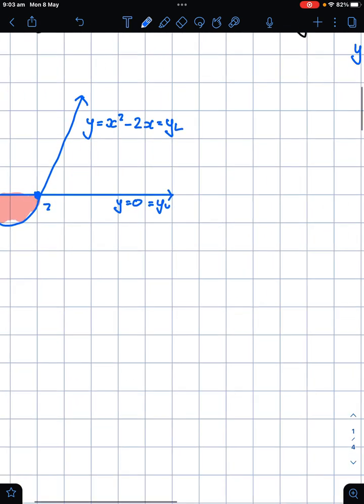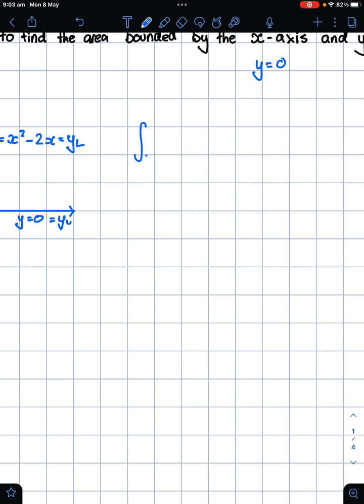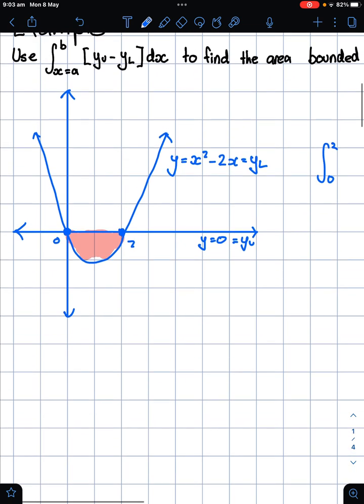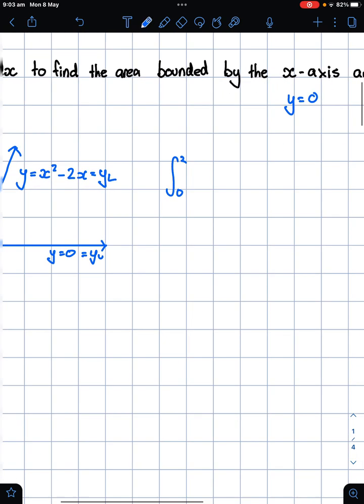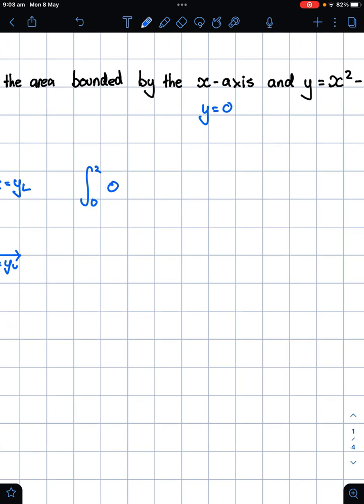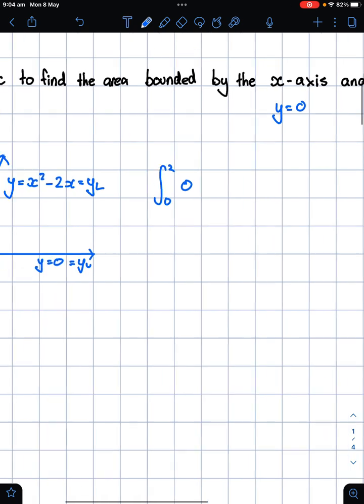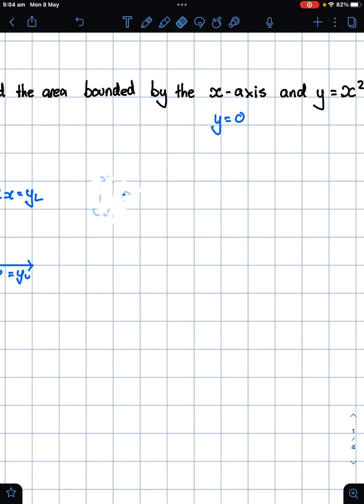So let's think about doing the integral of this. We're going to look at the integral from 0 to 2. That was figured out by these intersection points. And then we've got our upper function, which is 0. Let me write it out properly. So the area bounded by y equals 0 is the integral from x equals a to b of y upper take y lower with respect to x.